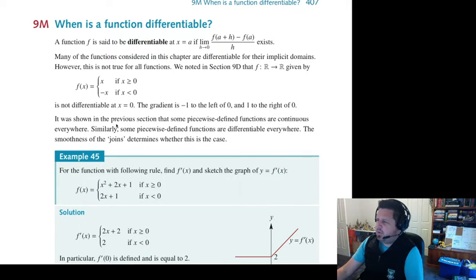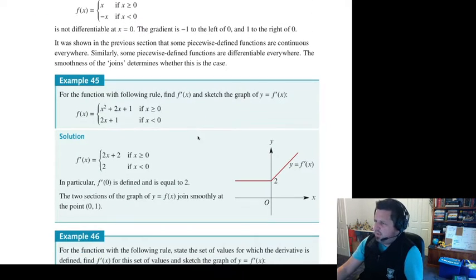So it says here, it was shown in the previous section that some hybrid functions are continuous everywhere. Yep. And so it says some hybrid functions are differentiable everywhere. Cool. And ultimately, it's the smoothness of the join that determines whether this is the case. So again, when you get these and you're looking at whether there's a gap or whether there's a smooth transition between each of them, that will determine whether it's differentiable.